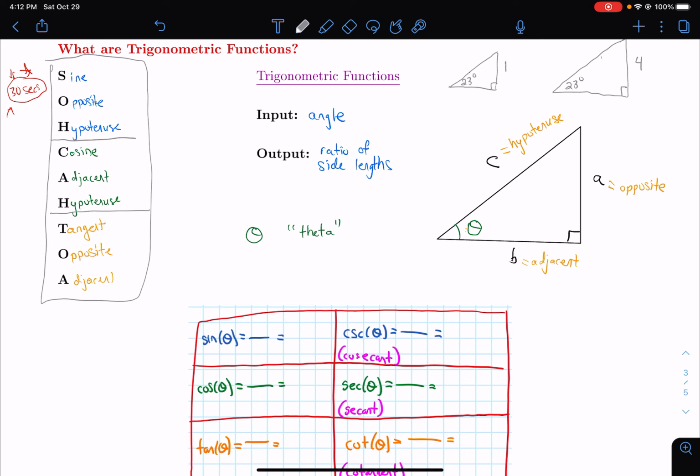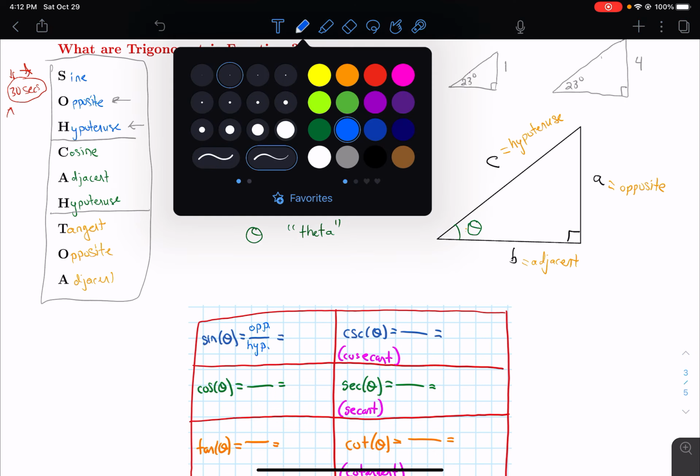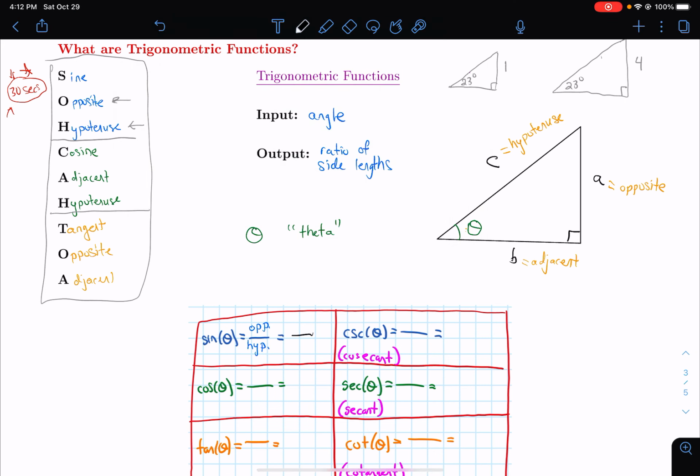So the way I interpret this, when reading it from top to bottom, sine is opposite over hypotenuse. In fact, I'm going to start to write that down in this table. Sine is the opposite side over the hypotenuse. So in my picture, the opposite side from the theta is A, and that gets divided by the hypotenuse C.